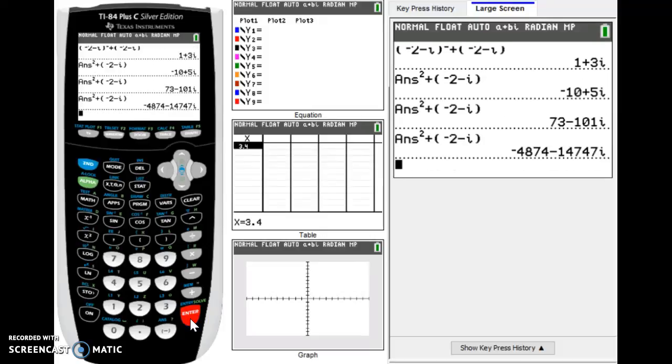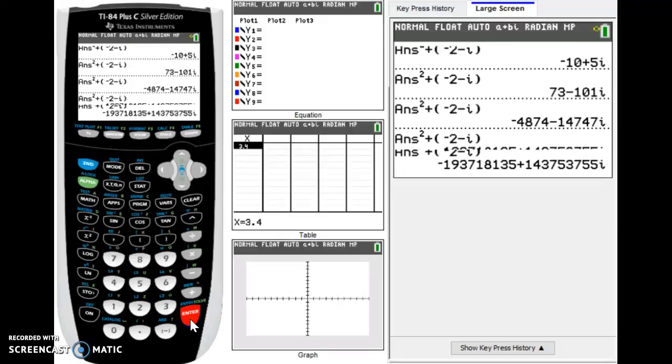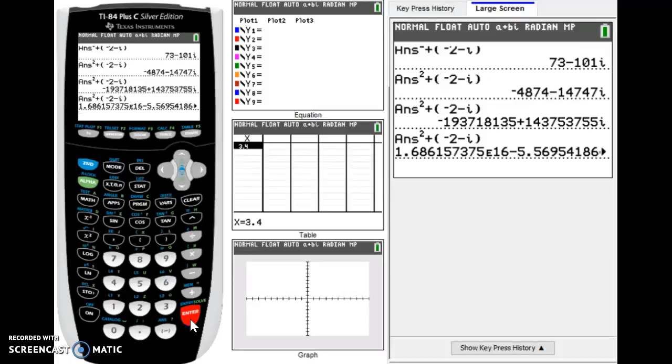So notice that what's happening to these values is that they're getting bigger and bigger each time I do this. Generally, we figure mathematically that if the number gets past 4, the number is going to keep getting bigger and bigger. And we can see that if we keep hitting enter, that's exactly what's happening. Now we've switched to scientific notation, so we know our numbers are really getting giant. So this number, negative 2 minus i, is not inside the Mandelbrot set.